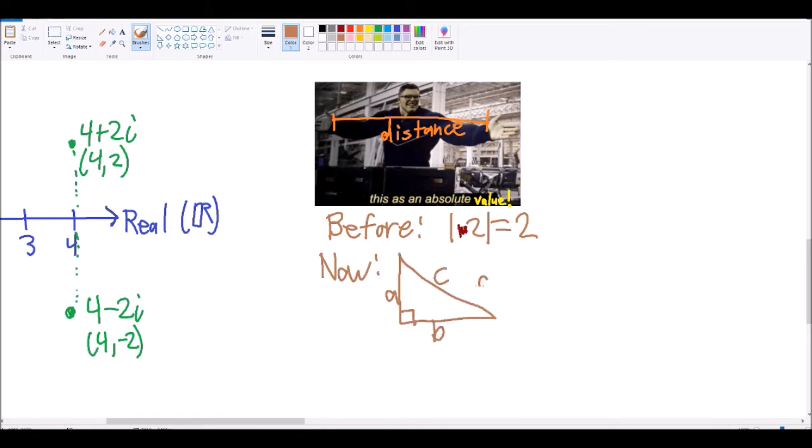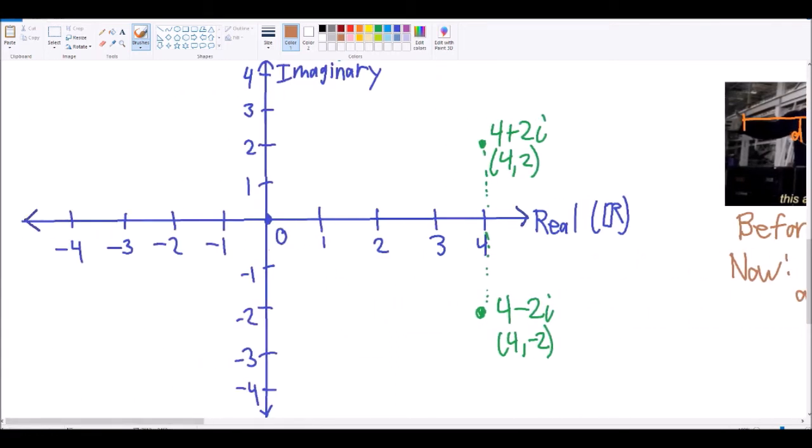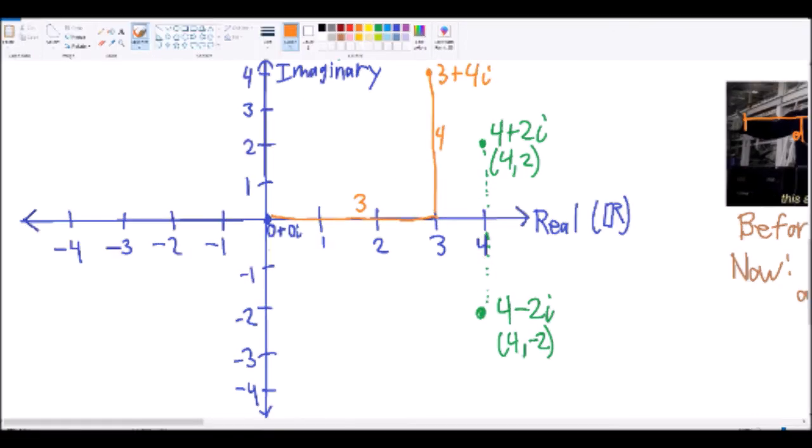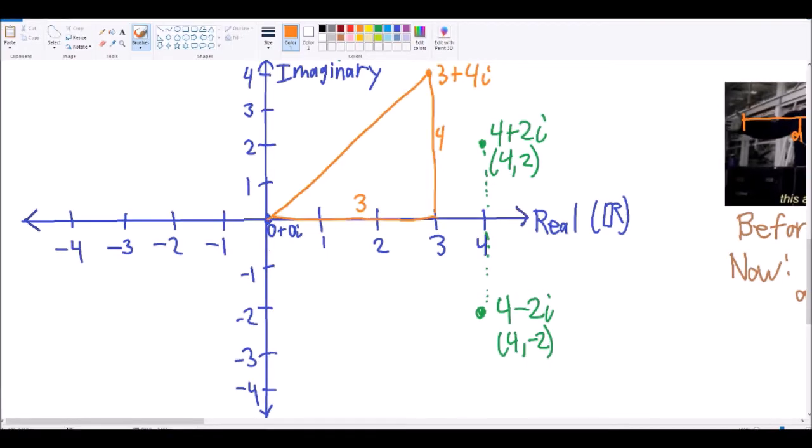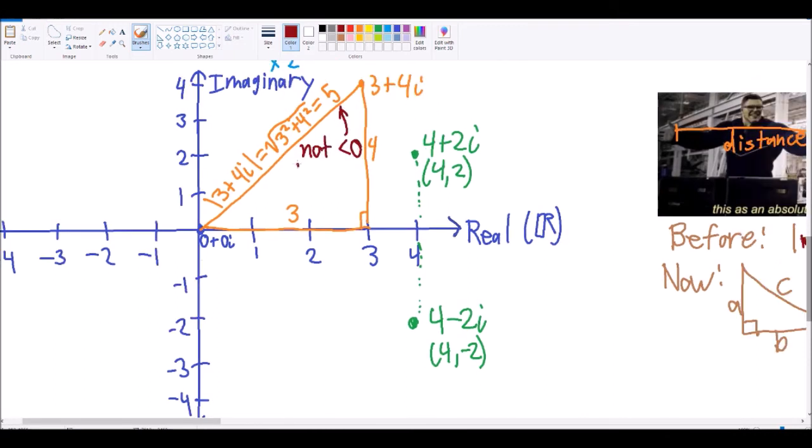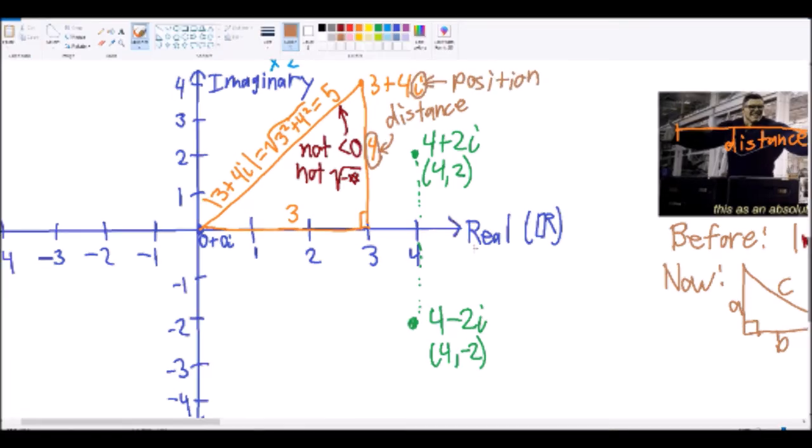So let's say we wanted to find the absolute value of 3 plus 4i. 3 plus 4i is located here on the number plane. It's 3 units right and 4 units up from the number 0 plus 0i. So the straight line distance between 0 plus 0i and 3 plus 4i is the square root of 3 squared plus 4 squared, which is 5. Now notice also, this distance can't be negative, which matches what we already know about absolute values. And it can't be imaginary, since triangles only care about this distance, and i is used to describe the position.